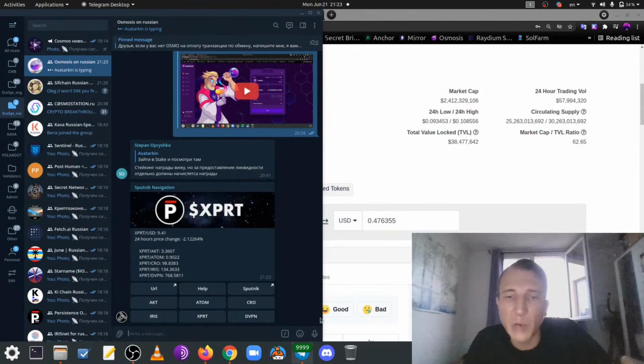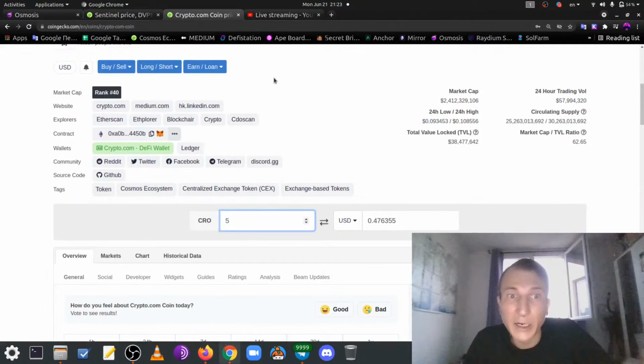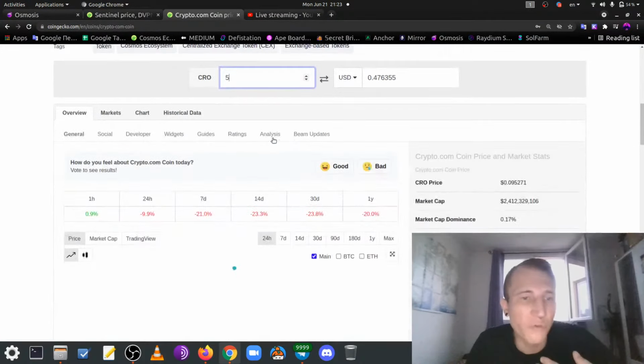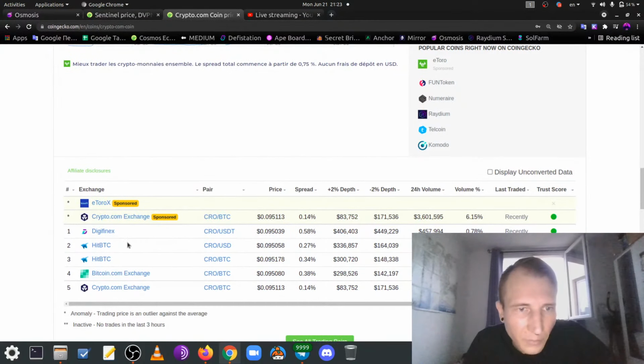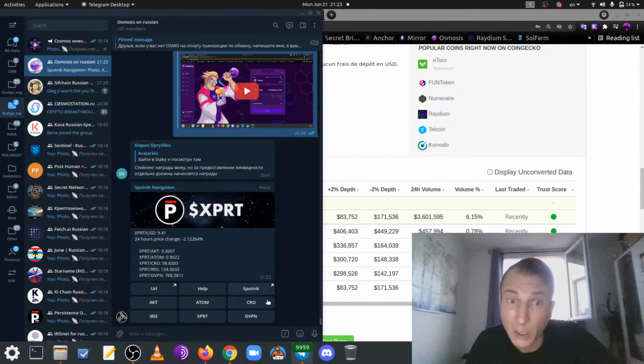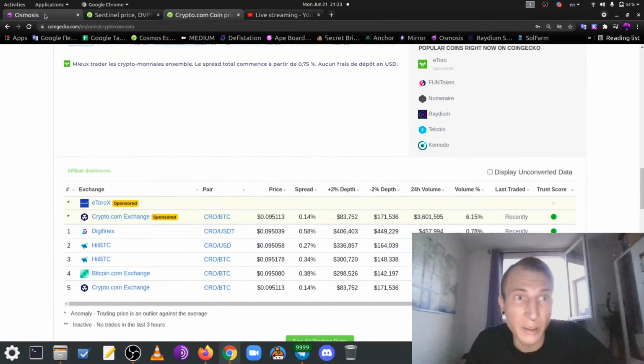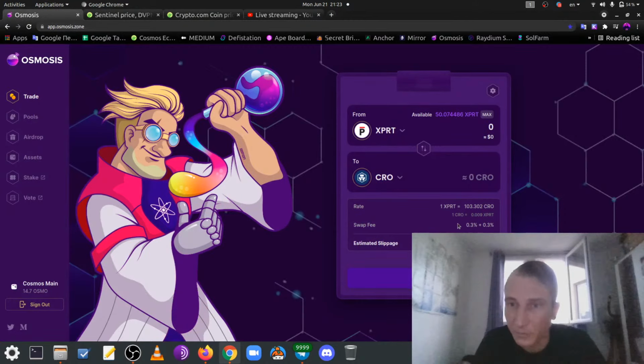Where will we buy the CRO? This is the second problem for me, but not for you. I just don't have these exchange accounts. So if you buy CRO on some of these, if you have these accounts, you can easily make some arbitrage with XPRT and CRO. And I have some CRO.